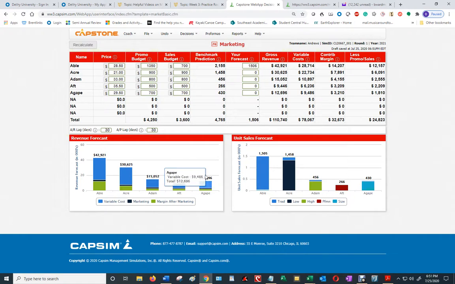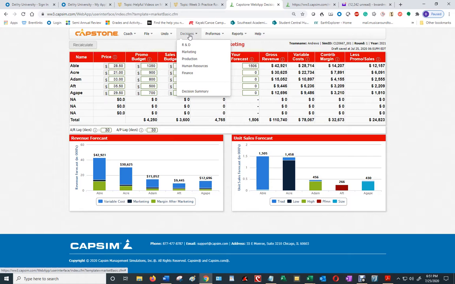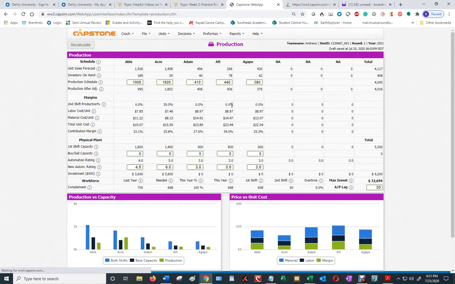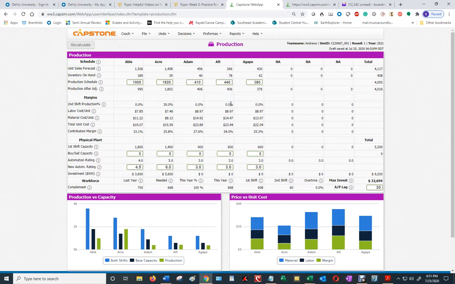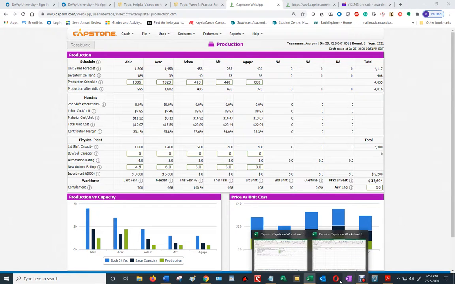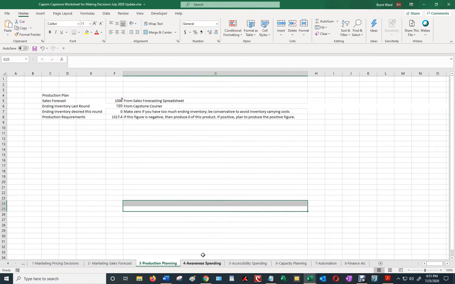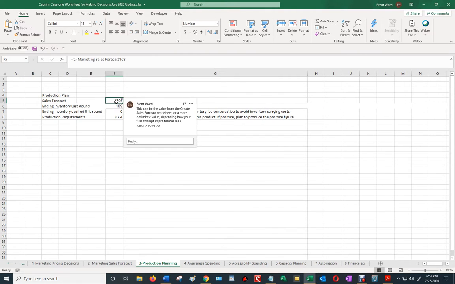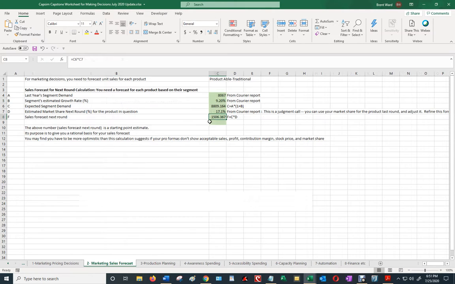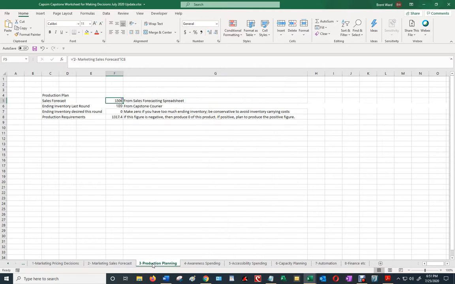Now I continue on with Able. Now that I've got all the marketing decisions made, what I need to do is go in and make all the production decisions. The way I like to make the production decisions is by going into the spreadsheet again. I click on the production planning, and I take my sales forecast, which automatically gets pulled in from the sales forecast. So if you see how in the sales forecast we had 1506, that just was a cell reference to 1506 there.